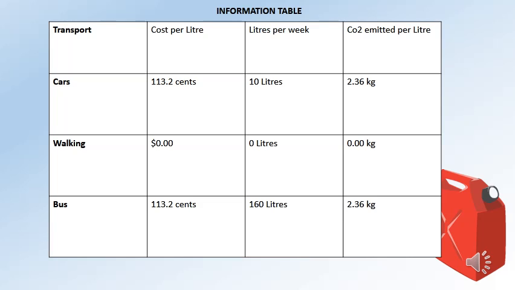The bus is very similar to the car, as it costs 113.2 cents per litre. However, on average, a school bus can use up to 160 litres per week. It also emits around 2.36 kilograms of CO2 per litre.